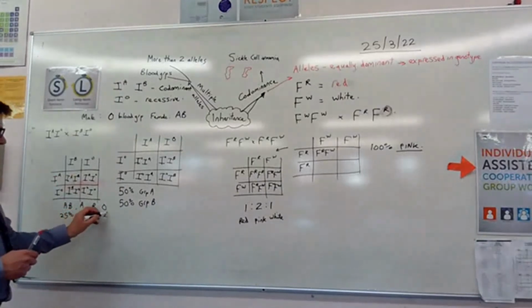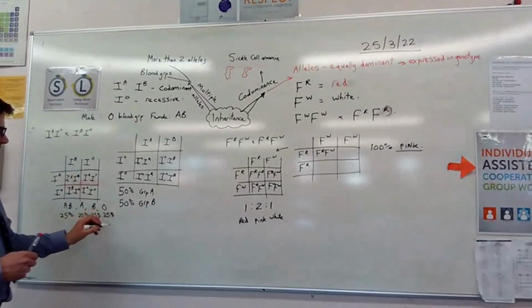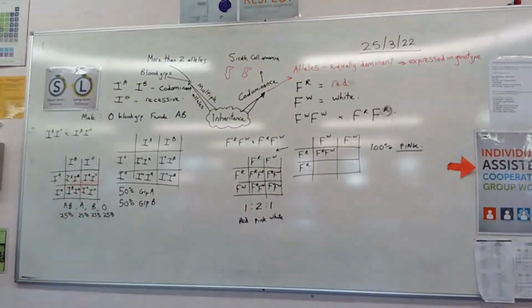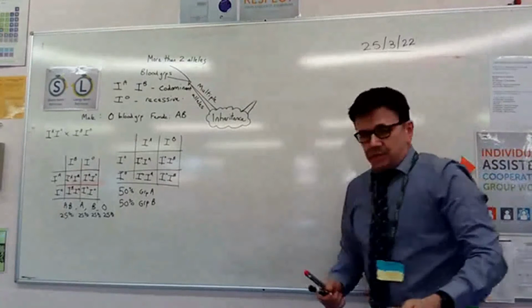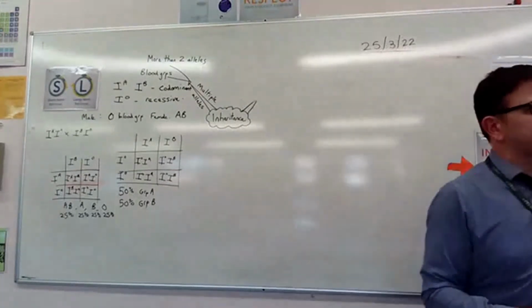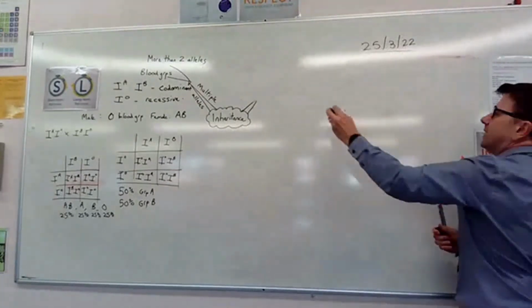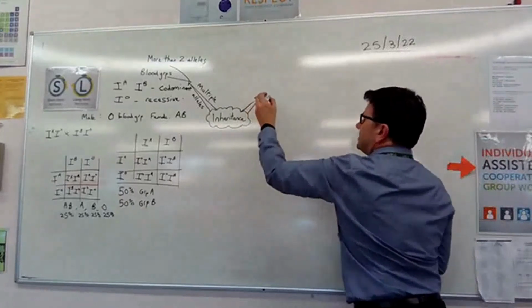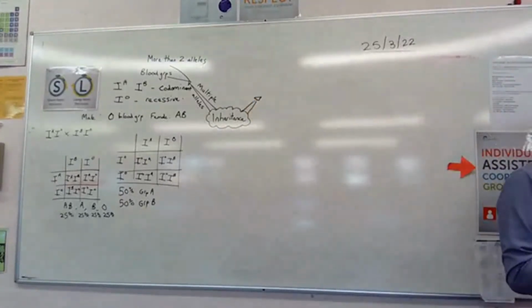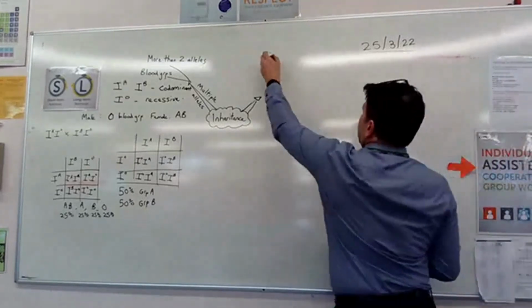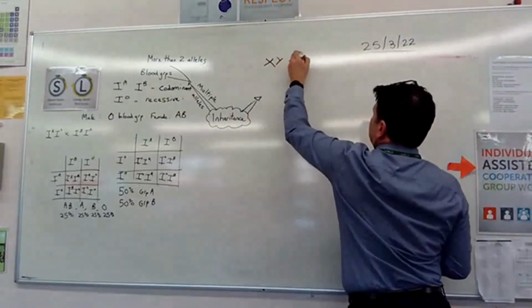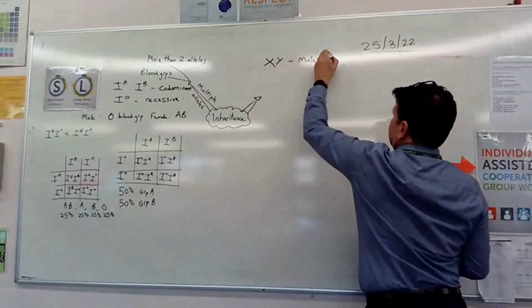Right, let's get on to my favorite thing that always comes up. I want to talk about sex linkage. When we talk about sex inheritance, we always talk about, well, what are the chromosomes for a male and a female? What's a male? XY. So XY is usually a male, usually.